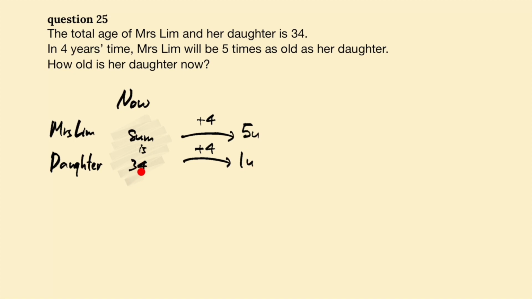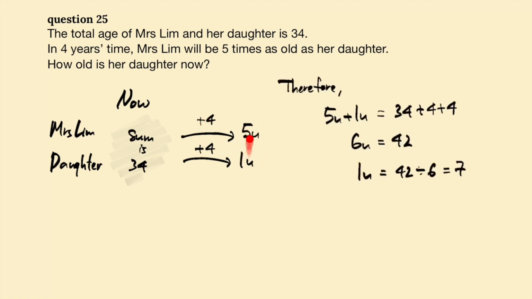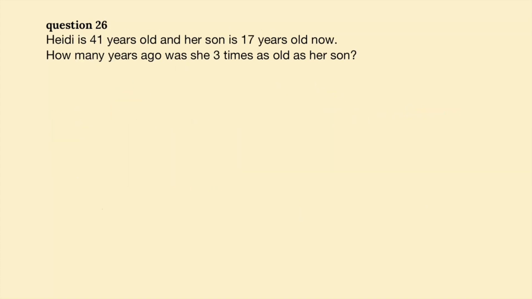Okay, so we can form an equation here actually. The sum is 34. If we add 8, we will obtain the value for 6 units. So right now, 5u plus 1u is exactly equal to 34 plus 4, right? So that will be 6u being 42, 1u being 7. Okay, now this is in 4 years' time though. So the daughter would be 7 in 4 years' time, which means for her current age, you will have to subtract 4 from that 7. This 7 here, go back to the age now, that will be minus 4. The answer is 3.